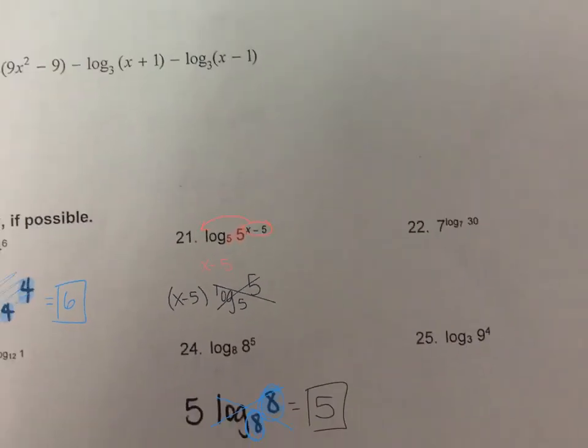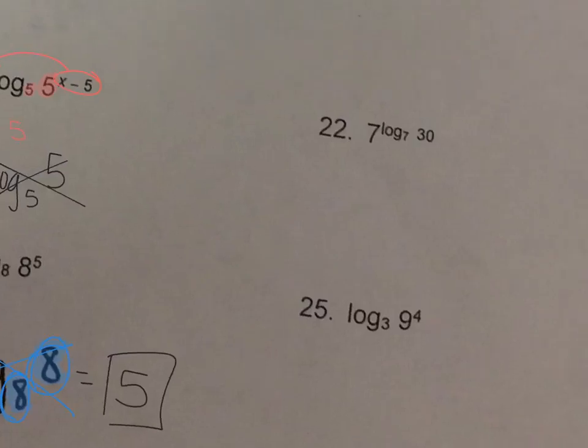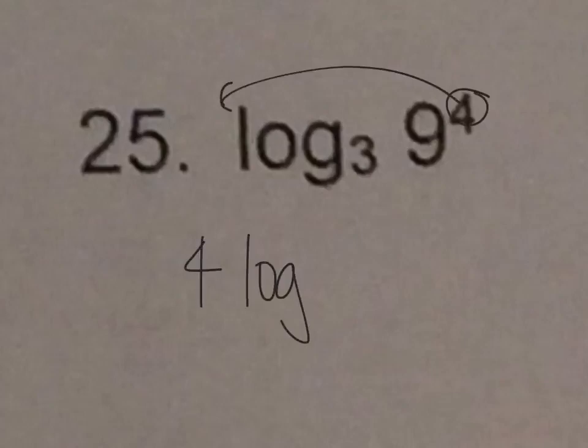All right, so what about question 25? Can we apply that process to question 25? I have to simplify the 9. How? Can I just divide it by 3? We'll come back to that. Hold on. What can I do with that 4? Let's do some changing things first. The 4 can become my coefficient. So 4 times the log base 3 of 9. I do like the idea of simplifying the 9, but I need to simplify it properly.